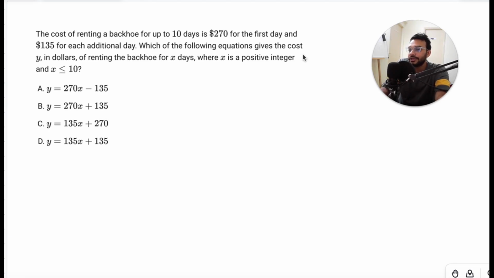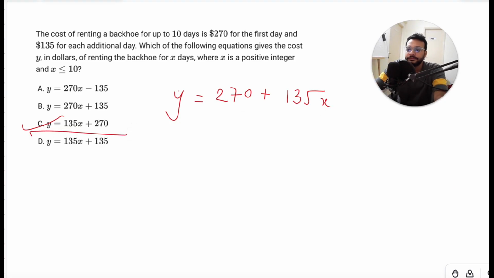Which of the following equations gives the cost y in dollars of renting the backhoe for x days, where x is a positive integer and x is less than or equal to 10? Okay, so for up to 10 days we're checking this. So y is equal to the fixed cost, $270, plus 135 times each additional day. So the number of days would be x. 270 plus 135x. That's option C for you. Okay, so this is the correct one. Let's go ahead to the next one.